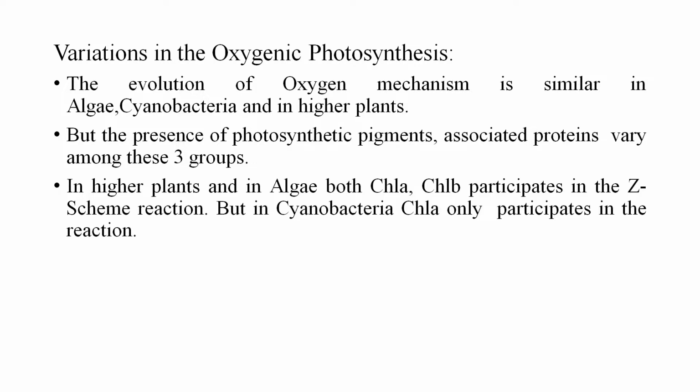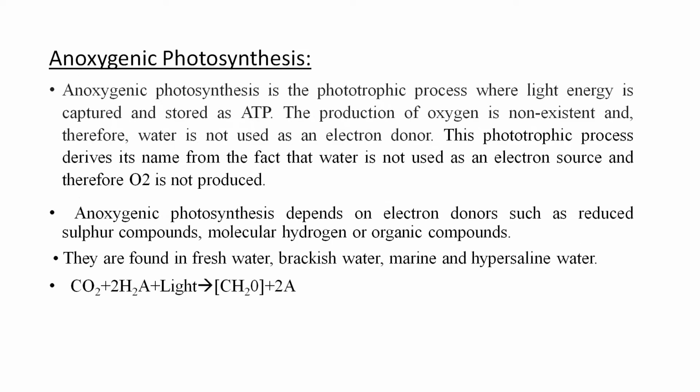Now we'll see that not all organisms utilize the same machinery and the same kind of photosynthesis. There are some variations in oxygenic photosynthesis. The oxygen evolution mechanism is similar in algae, cyanobacteria, and higher plants, but the photosynthetic pigments, associated proteins, as well as antenna proteins also vary among these 3 groups. In higher plants and algae, both chlorophyll a and chlorophyll b participate in the Z scheme reaction, but in cyanobacteria, chlorophyll a only participates in the reaction. This is the major difference among all these organisms which follow oxygenic photosynthesis.